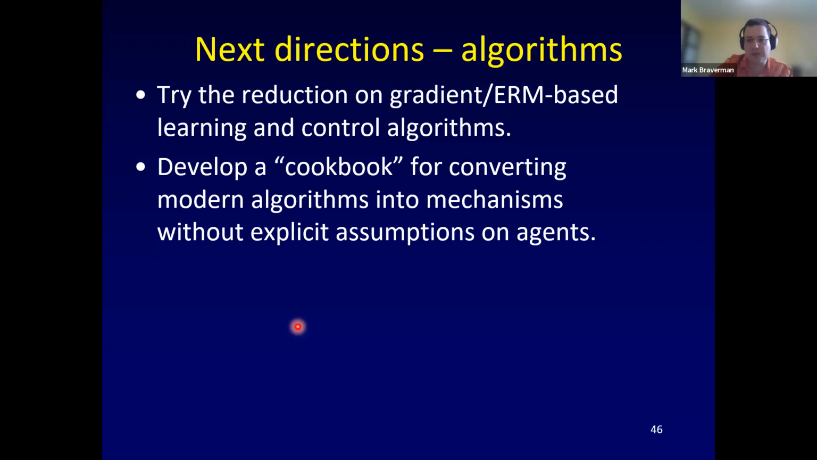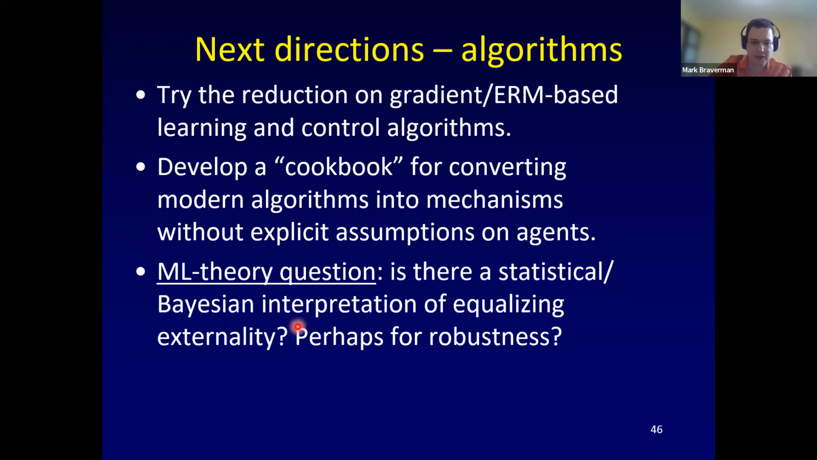In terms of applications, this is a very important practical problem. So I hope that this turns out to be a lead for a cookbook for converting modern algorithms into mechanisms without making explicit assumptions. What we have going for us in this case is that it's generic. As long as everything is local, it's clear how to apply it to other heuristics.